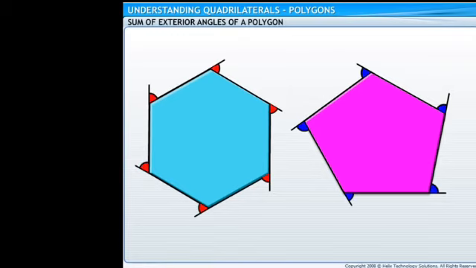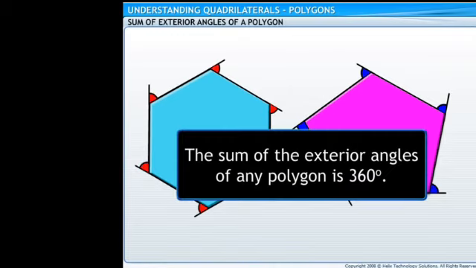We can conclude as follows. The sum of the exterior angles of any polygon is 360 degrees.